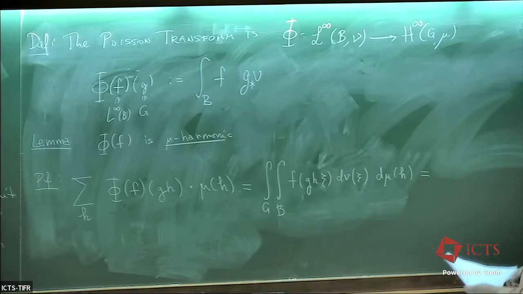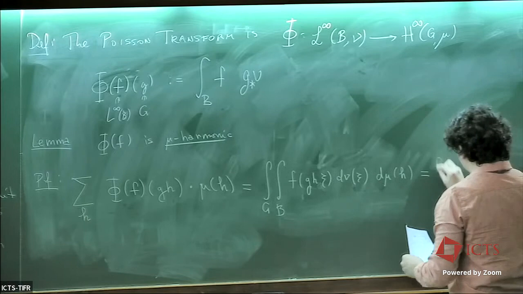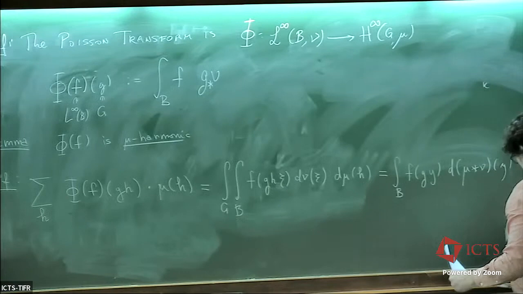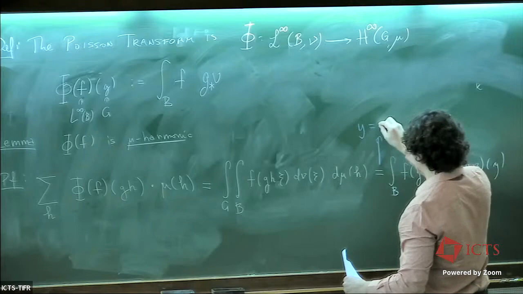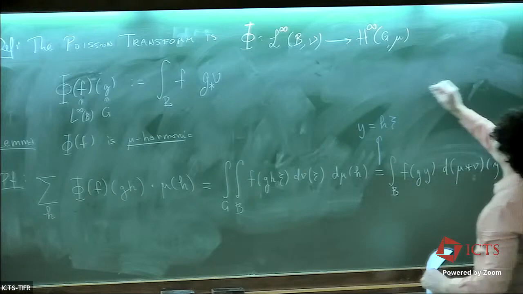And now we have to realize what exactly we are doing here. Well, we're looking at a convolution of these two measures. So let me write it down. And this is the same as the integral of f of gy d(mu star nu)(y). So we're taking a change of variables y equals h psi, so y would be a point on the boundary. And you have a convolution operator between measures, mu and nu. So what is the convolution operator?